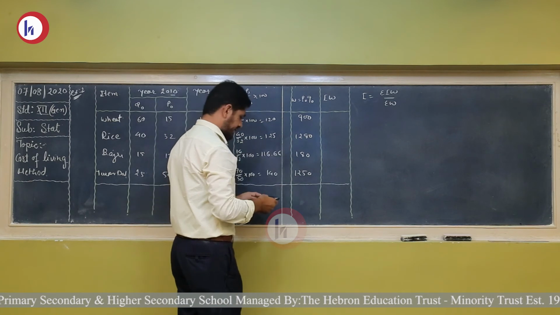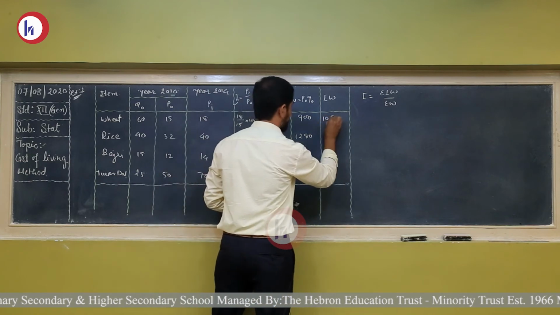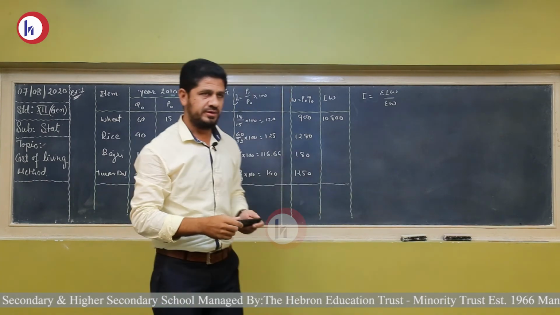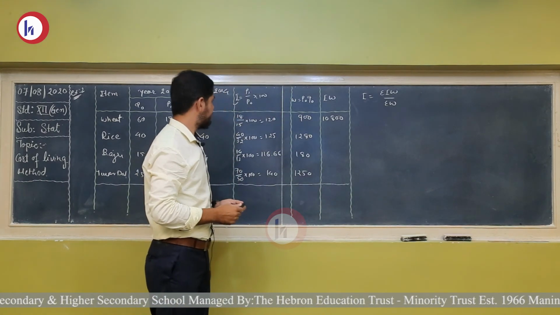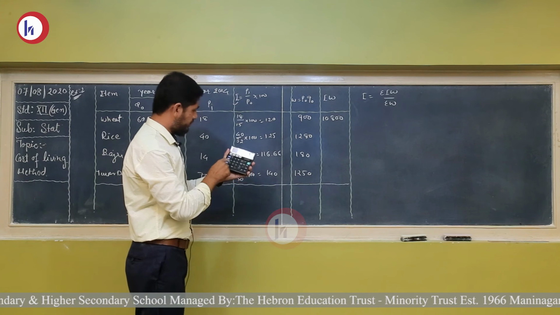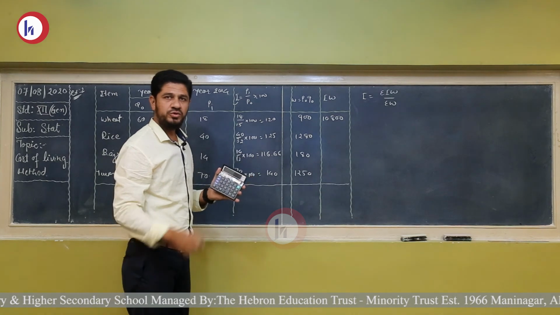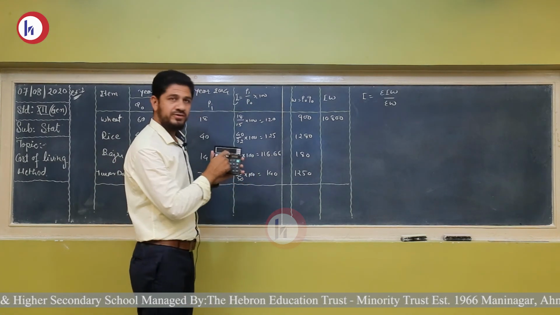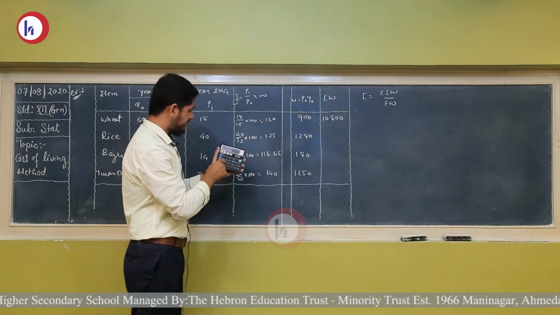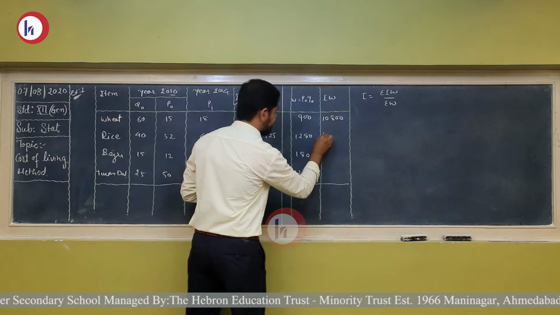So 120 into 900, 1,08,000. Students, I taught you an easy trick for that. Let me show you one more time. So 120 into 900. Start with your calculator. 120 into 900 equal to. Now do not press any other button. So we'll get 1,08,000. Now for the next multiplier, do not press any other button. Directly multiply 125 multiplied by 1280 will get 1,60,000.